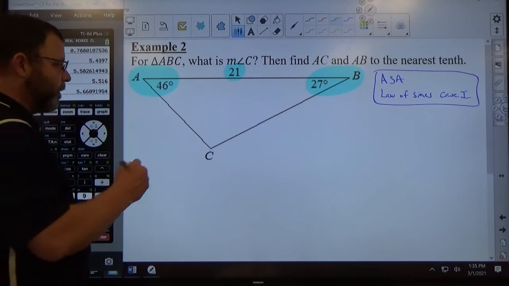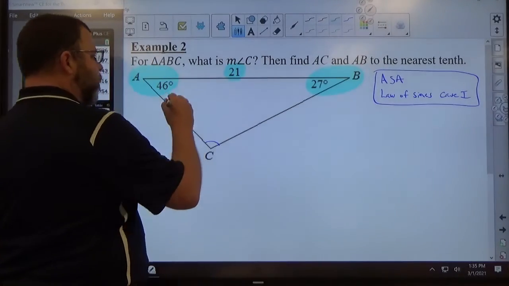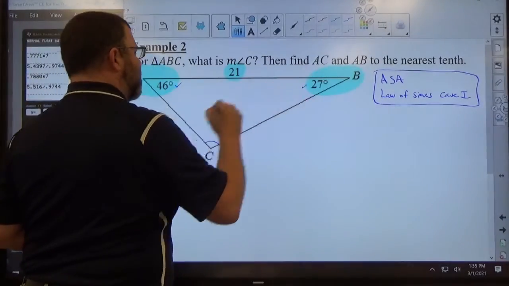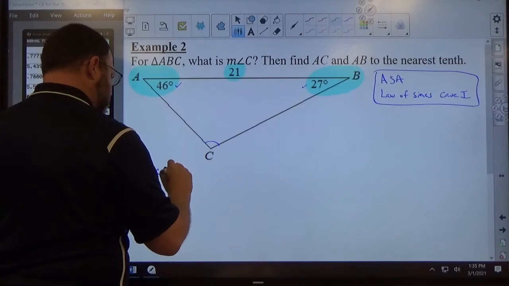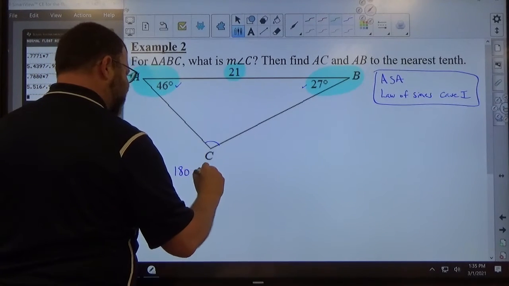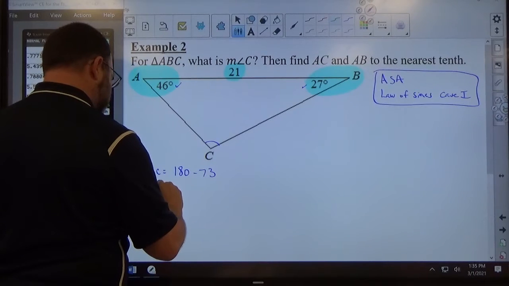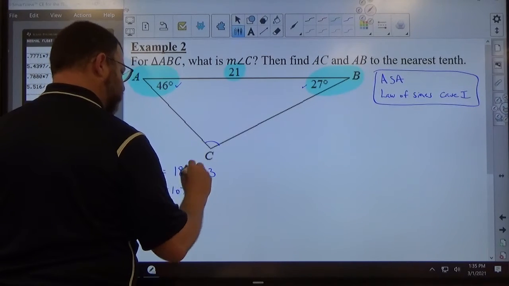Angle C is this angle down here. The two angles I know, 46 and 27, add up to 73. So the measure of angle C is going to equal 180 minus 73. So the measure of angle C is 107 degrees.